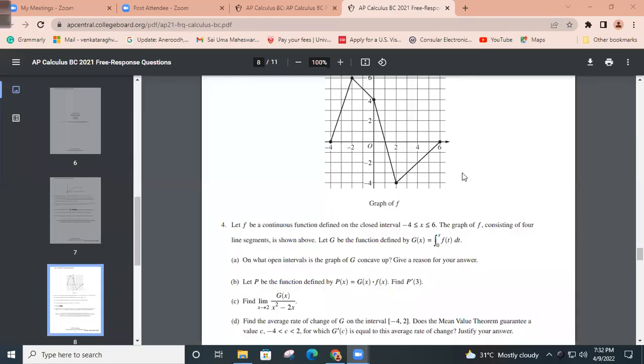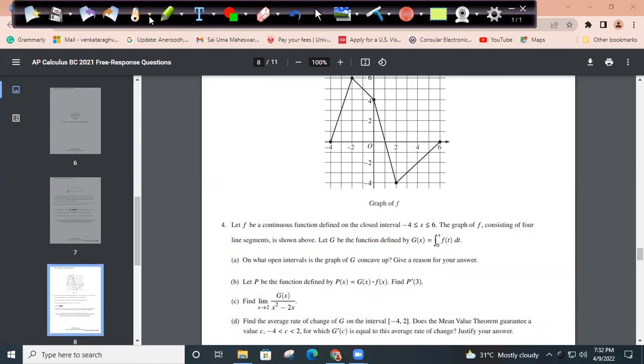It will be helpful to people who want to solve particular questions. Now, when I see the fourth question, let f be a continuous function defined on the closed interval -4 to 6. So f is a continuous function from -4 to 6. And this is what is f. The graph of f consisting of 4 line segments. Yes, definitely it has 4 line segments shown above.